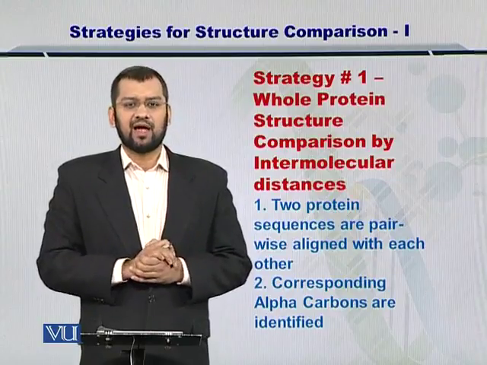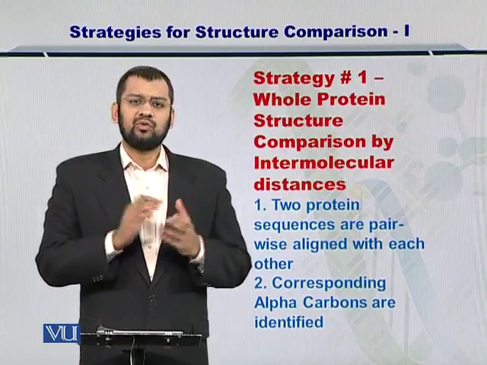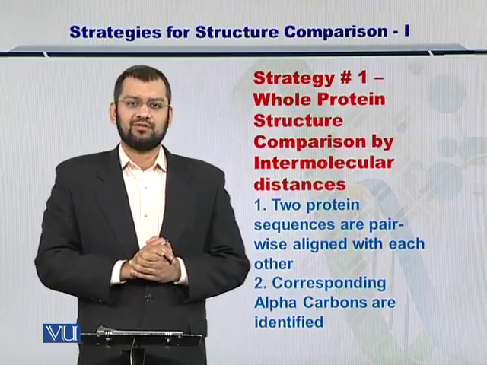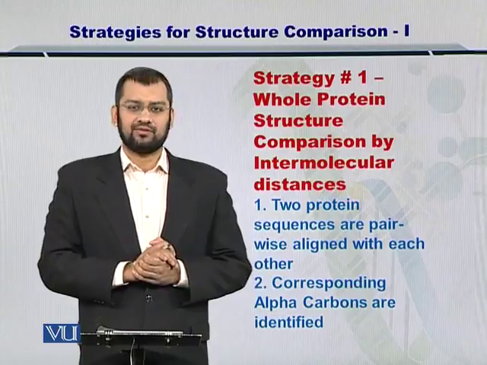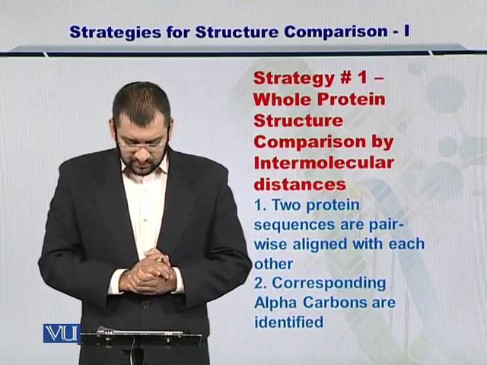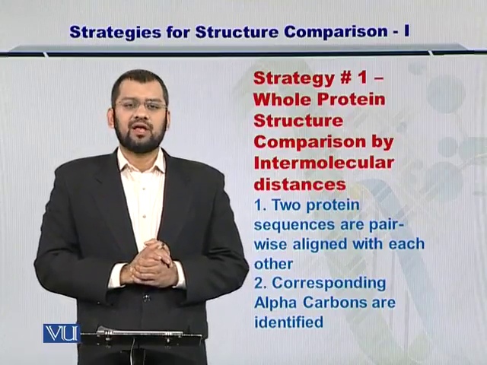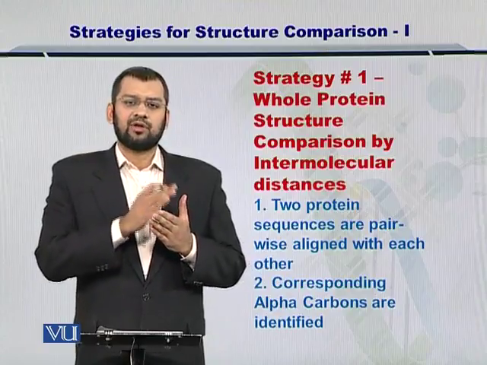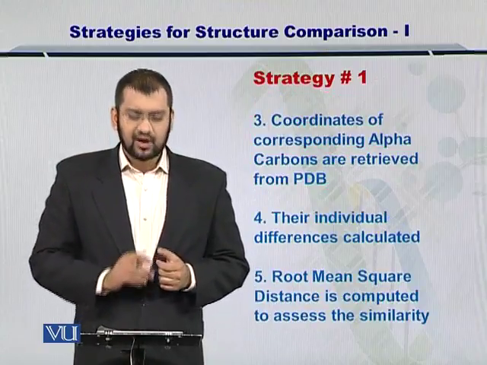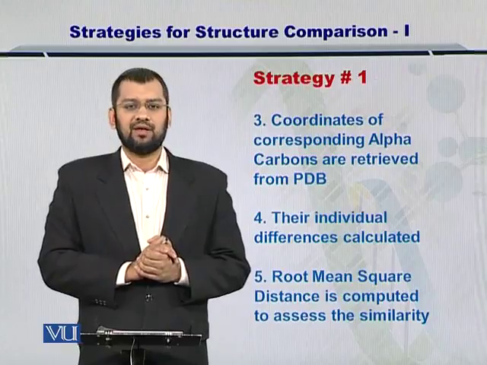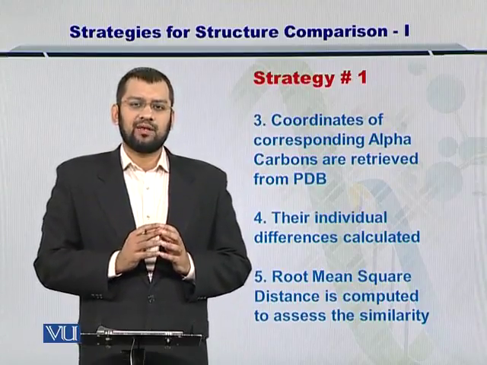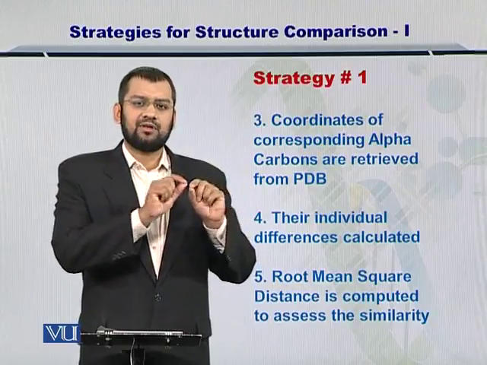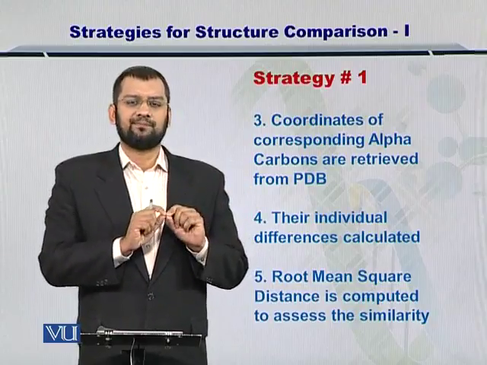Of course, there may be gaps and mismatches, so you can ignore those amino acids or the alpha carbons involved in those amino acids. Secondly, once you have done that, you look at the corresponding alpha carbons and extract their coordinates from the PDB. Now you have extracted the coordinates from the PDB for each alpha carbon that corresponds to each other.